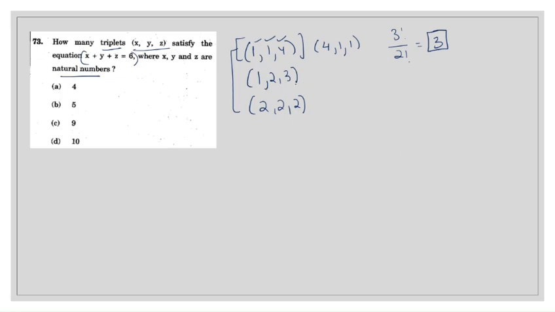If we count for 1, 2 and 3, we'll have 3 factorial, which will be equal to 6. And then for 2, 2, 2, we have just one way because obviously x, y and z will all have the same value, that is 2. So after adding 3, 6 and 1, we'll get 10. So the answer for this question will be equal to 10.